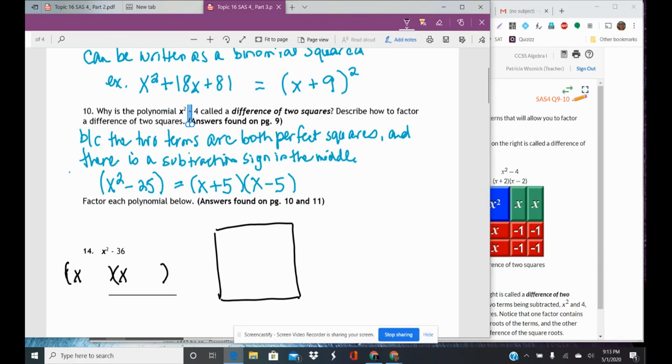What is the root of 36? What times itself is 36? Positive 6 and positive 6. But I have a minus sign in there, so it is a difference of squares. So in order to have a difference of squares, I need to have one of these as a minus and one of these as a plus. If you notice up here, I put a plus and a minus, and this is a minus and a plus. It doesn't matter the order that you put it in.